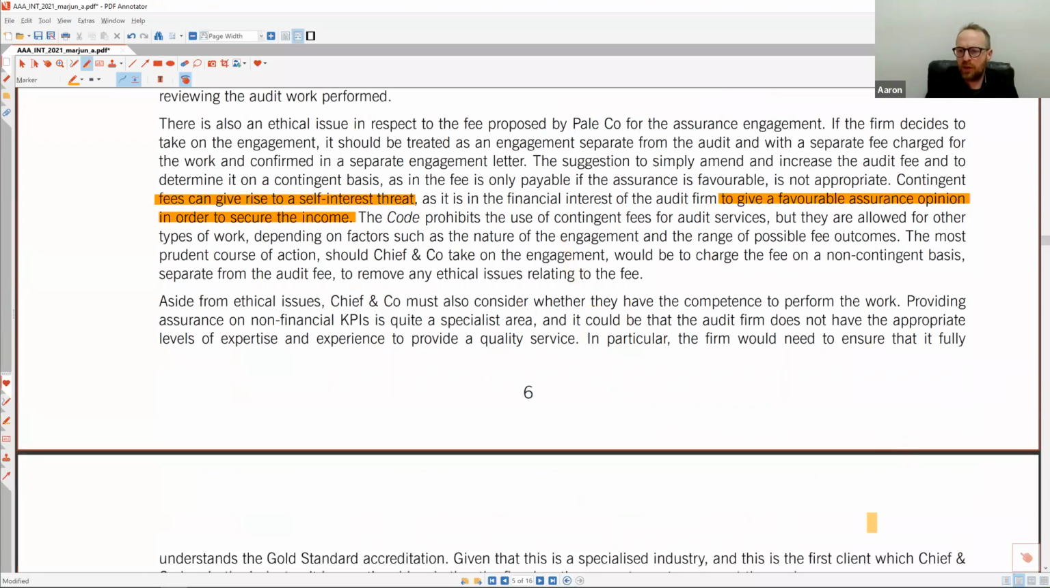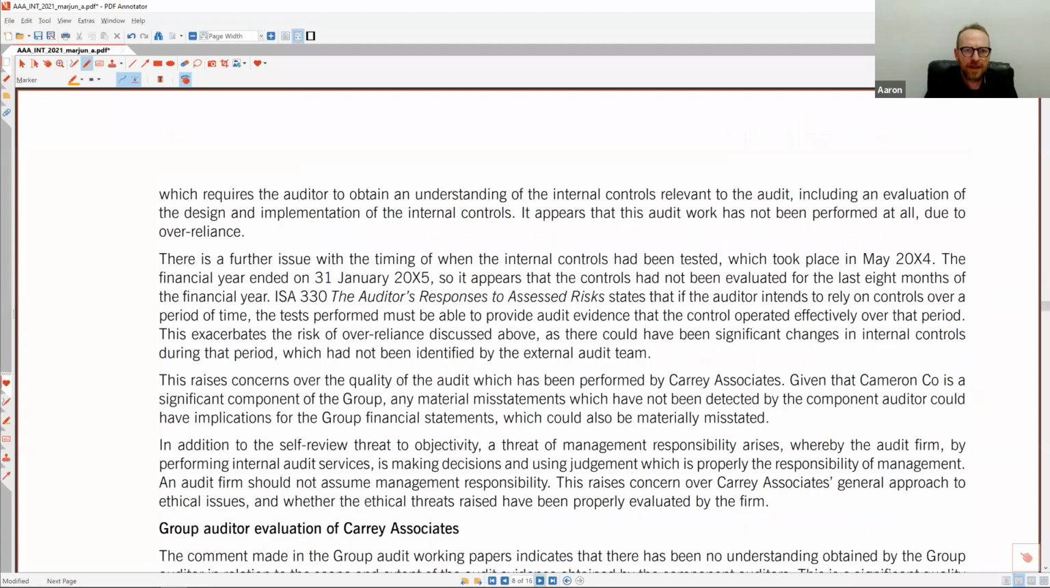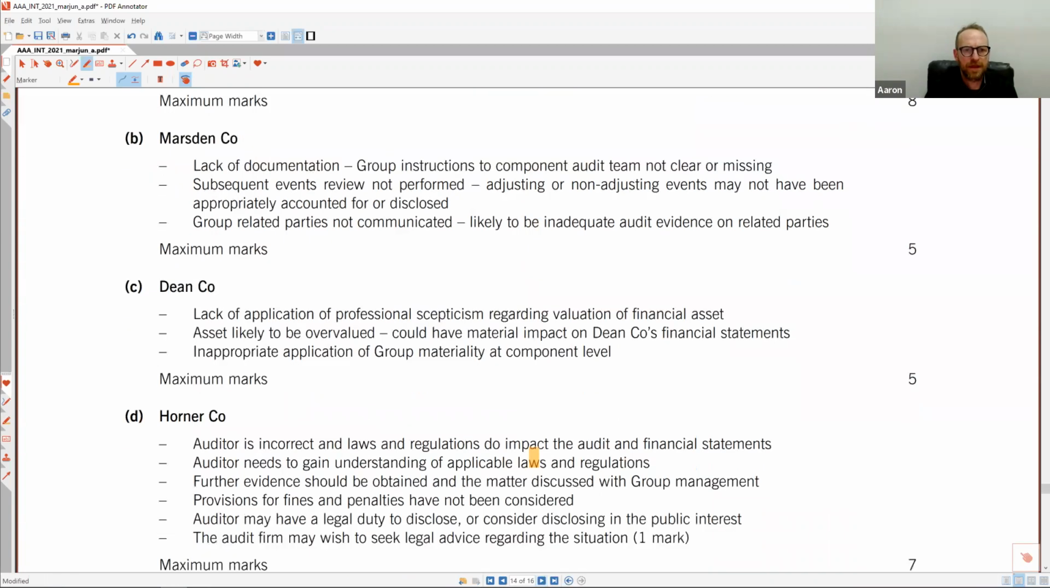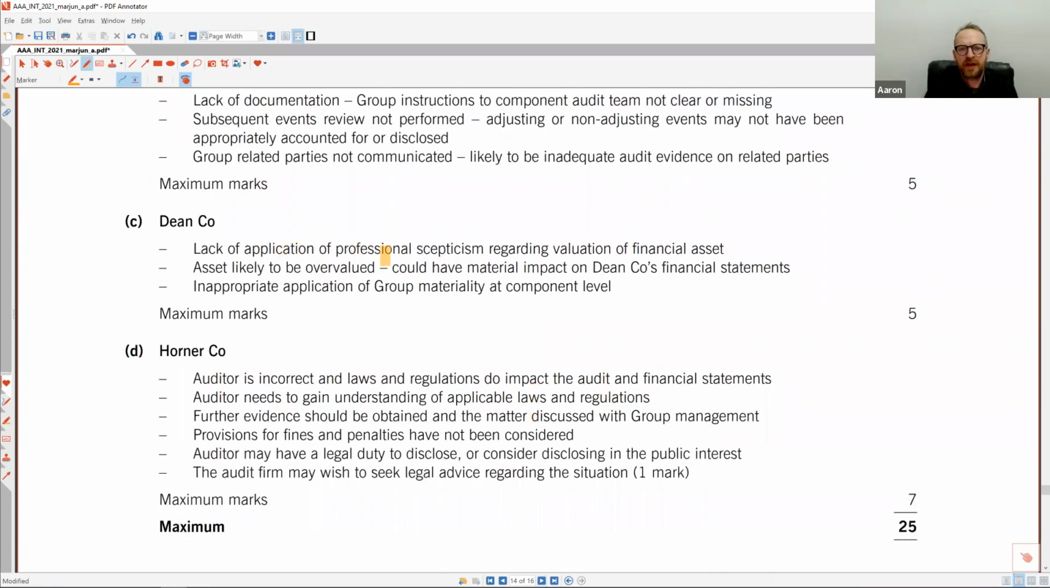So let's just have a quick look at that. What was that, Dean? I'll just go to the mark scheme actually. Okay, so Dean, lack of skepticism. I said that, not being sufficiently skeptic. Likely to be overvalued. I did work it out and say 11,000 for the net assets could have a material impact on their financial statements. They've applied group materiality at a component level when they should be using component materiality rather than group materiality.